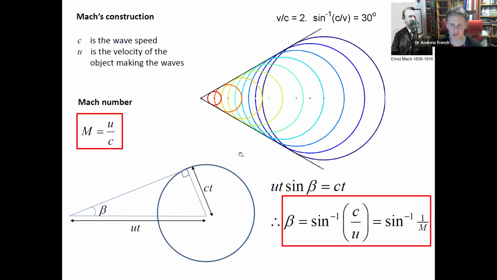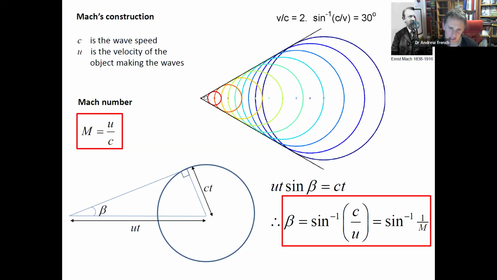And this is called Mach's construction. This is Ernst Mach, 1838 to 1916. And so how does this work? Well, it's the same idea that we're creating disturbances, but in this case, we're moving faster than the speed of waves themselves. All right, and we call that ratio the Mach number. So Mach 2, all right, is when I go twice as fast as the speed of my waves. That could be, say, the speed of sound in air.